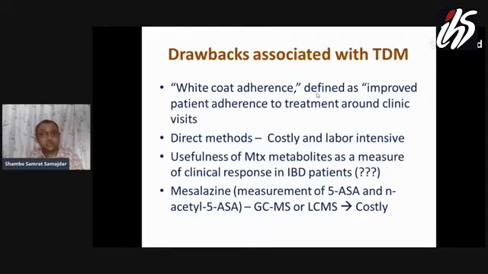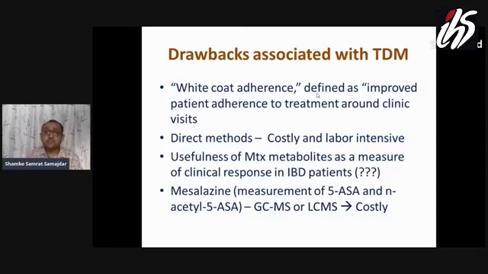But there are some drawbacks associated with therapeutic drug monitoring. We all know about white coat hypertension. Here we are talking about white coat adherence. What is that? It is improved patient adherence to treatment around clinical visits. So I am taking 6-mercaptopurine or ASA drugs while I am going to visit my doctor and while giving blood, so that will not reflect that I have not been taking drugs for the last maybe 1 month. I am taking drugs for the last 15 days. So this is a very important area and a drawback for TDM. This is a direct method, obviously. So it has some cost and is a labor intensive method.